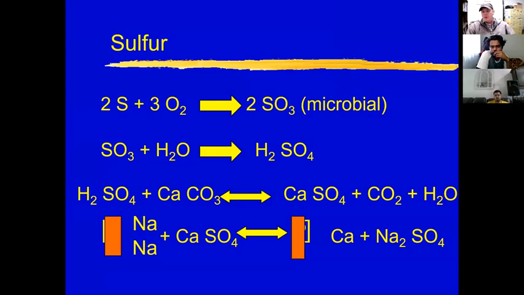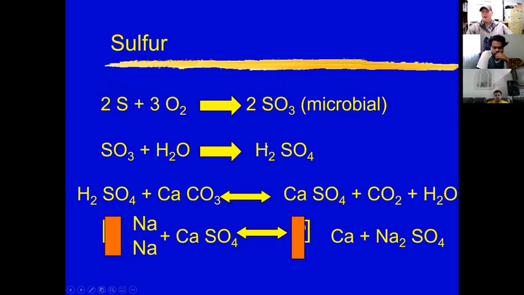The other way that we can do it is with elemental sulfur. Now, this might look like a bunch of mumbo jumbo to you, but let me kind of demystify it here. So what happens is we can add sulfur to our soil. That combines with oxygen, and the microbes turn it into this product called sulfite, okay? When sulfite combines with water, it forms H2SO4. Do you guys know what that is?